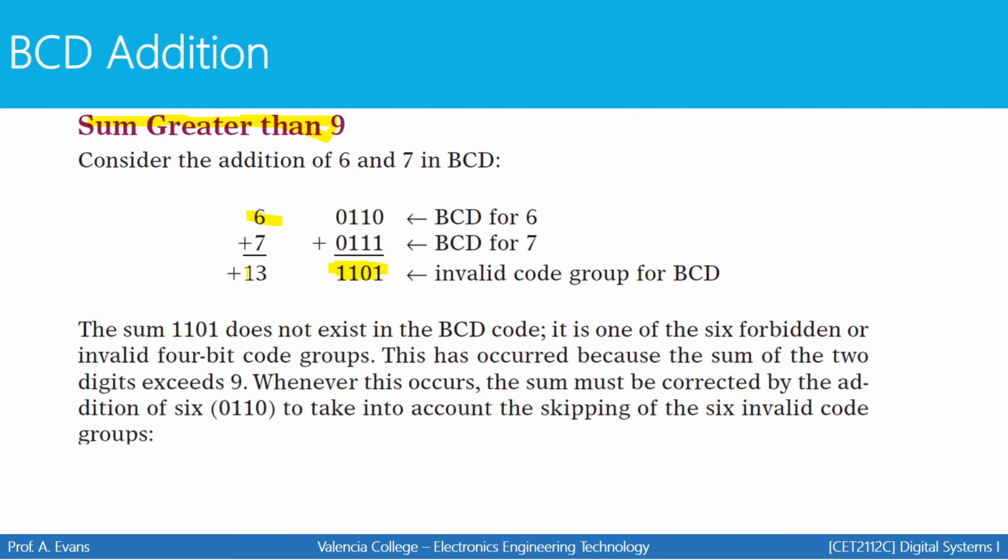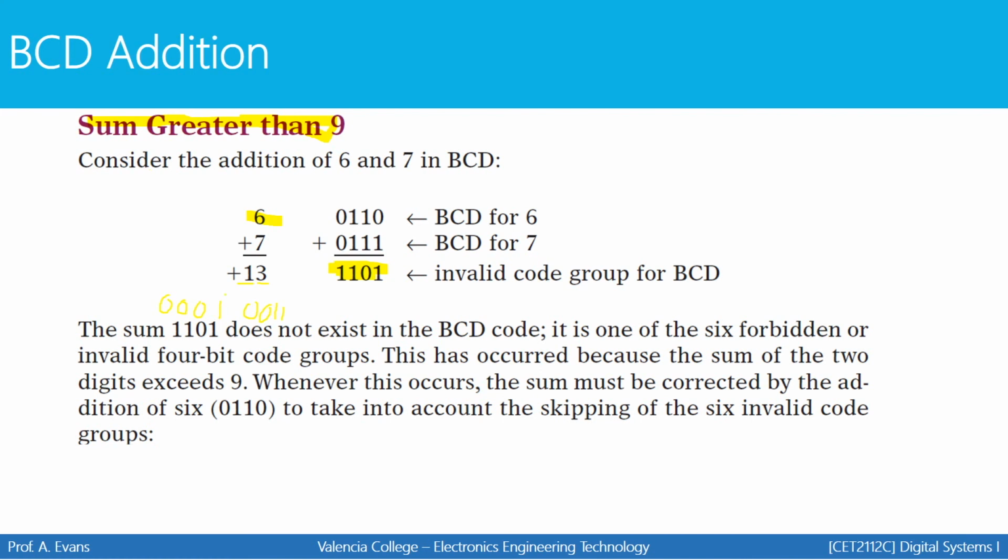In BCD, the number 13 would be 0001 for the number 1, and then 0011 for the number 3. In BCD, you've got to take each digit and break it down individually. We talked about that in the first lecture of the semester. So when I add two digits in BCD, I don't get a BCD output. So if you have a sum greater than 9, you'll always see that your output doesn't match what you expect.